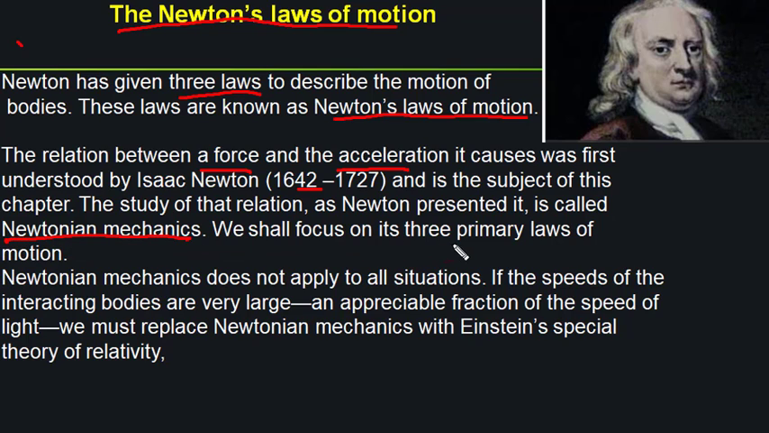We shall focus on its 3 primary laws of motion. Newtonian mechanics does not apply to all situations. If the speeds of the interacting bodies are very large, an appreciable fraction of the speed of light, we must replace Newtonian mechanics with Einstein's special theory of relativity.